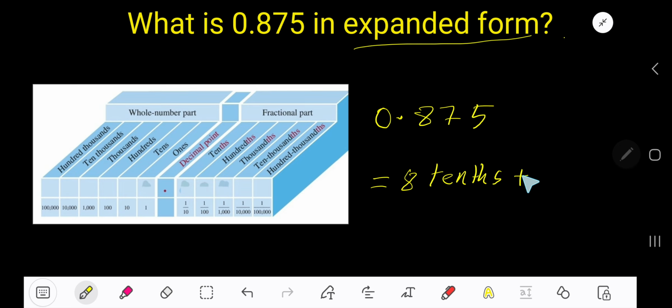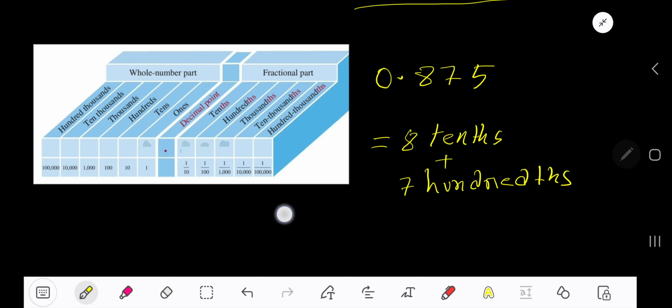Plus, 7 is in the hundredths column. After the tenths column we have the hundredths column. So 7 hundredths is the place value of 7, 700 hundredths, and so on.